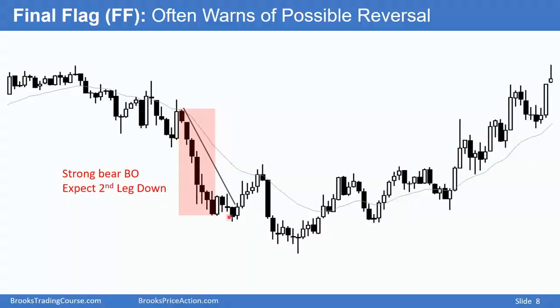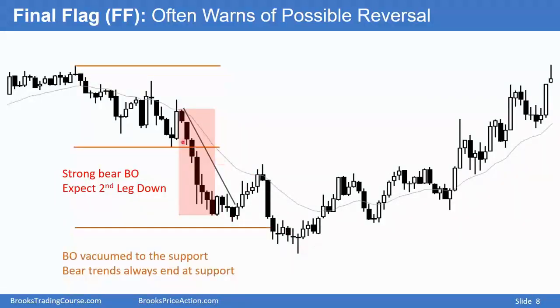Strong breakout, expect at least a second leg down, pullback, second leg down. A breakout, so look at the breakout point and then look at the start of the trend before, and then project down to a measured move. That is support, and the market will find buyers there. Bears will take profits and bulls will start to buy. The market got vacuumed down in a hurry to support. And remember, every bear trend ends at support, although most support will not stop a bear trend.